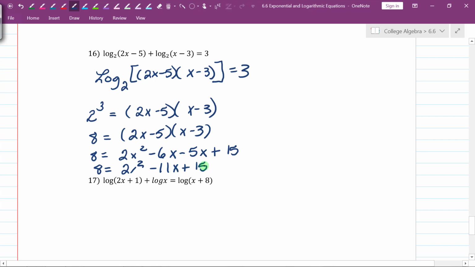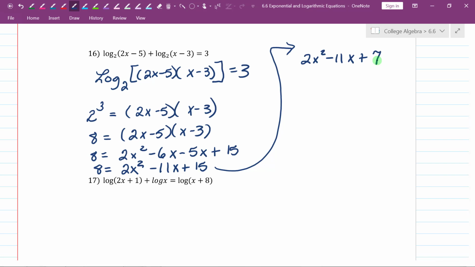Now I can bring that right up here and keep solving it. We're going to bring our 8 over. So this is going to give me 2x squared minus 11x. 15 minus 8 is 7. So plus 7. That's my quadratic equation. Now, I'm not on an exam. I don't necessarily recommend always, unless it just jumps out at you that it factors, I would just say go ahead and do the quadratic formula.